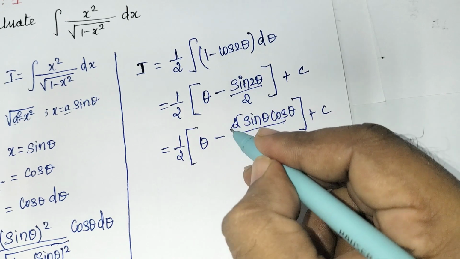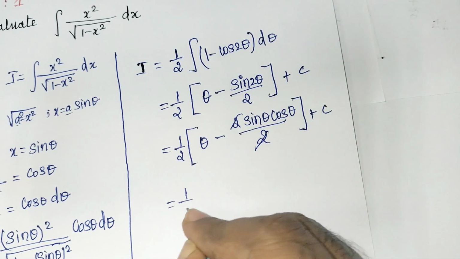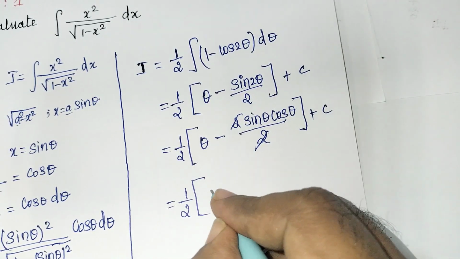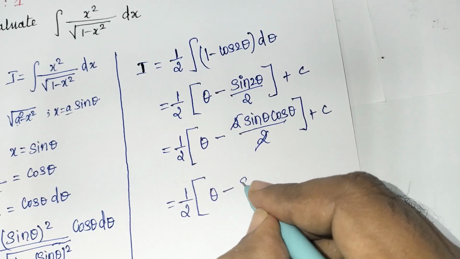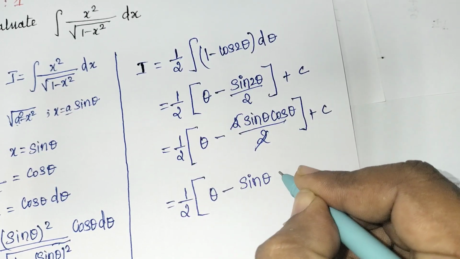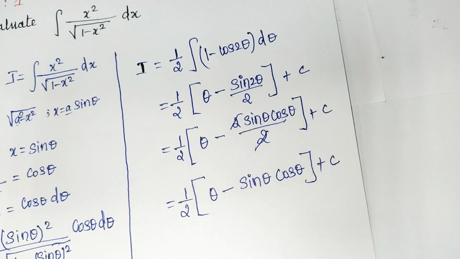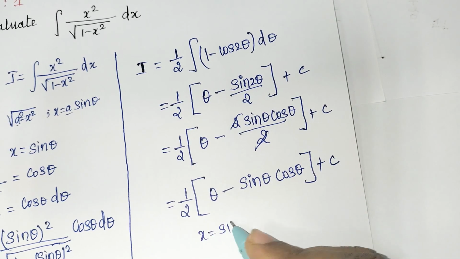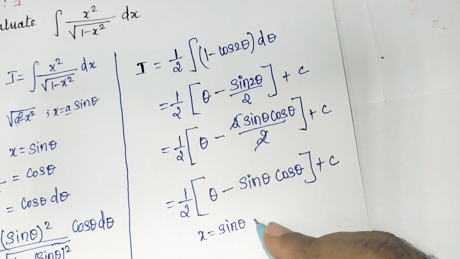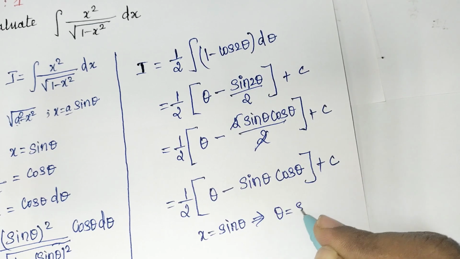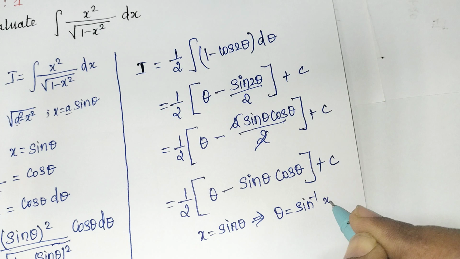Here I will cancel this 2. I will write 1 by 2 theta minus sin theta cos theta plus c. So we substituted the trigonometric values. Finally we have to convert. So here theta, how to find the theta? Here we already know x equals sin theta. From that you can find theta. Theta is equal to sin inverse of x.